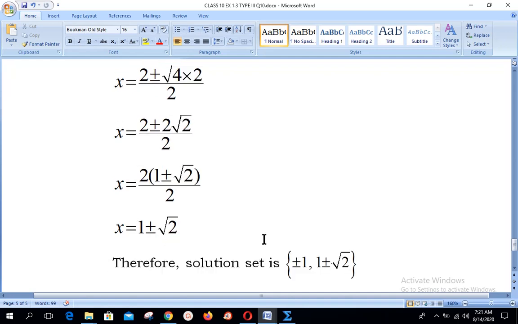And now combining both, our solution set is, inside the brackets of the set, plus minus 1 comma 1 plus minus square root 2. This is my solution set.